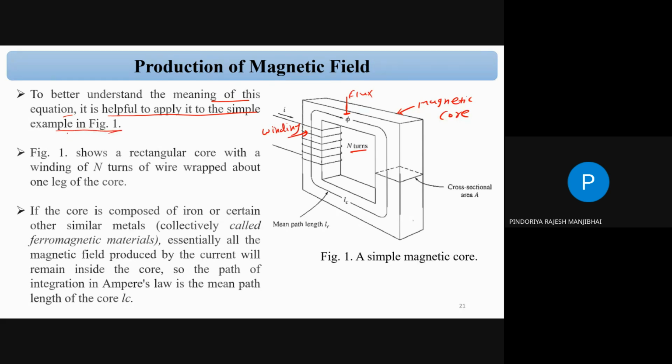So we have studied a total of 15 equations till now, correct? 15 or 13 equations, correct? So for better understanding, we can consider a simple coil, correct? A simple magnetic core.